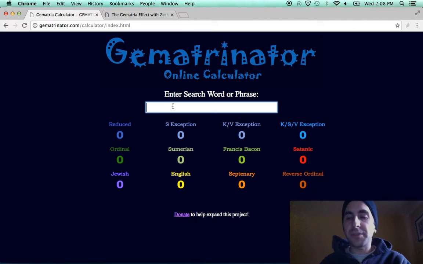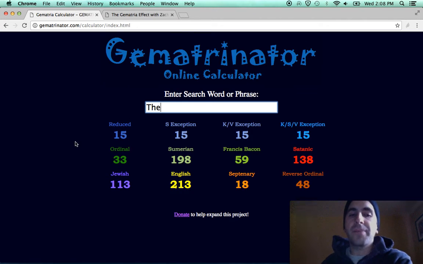I want to show you some things to know about this calculator to understand it. We'll just start with the word "the." Look at all these different numbers that are showing up here. The way this works, let's just start with the top left where it says reduced. Derek, if you're watching, my suggestion, if you can, is to make it so that people can have a breakdown of the letters next to the numbers.